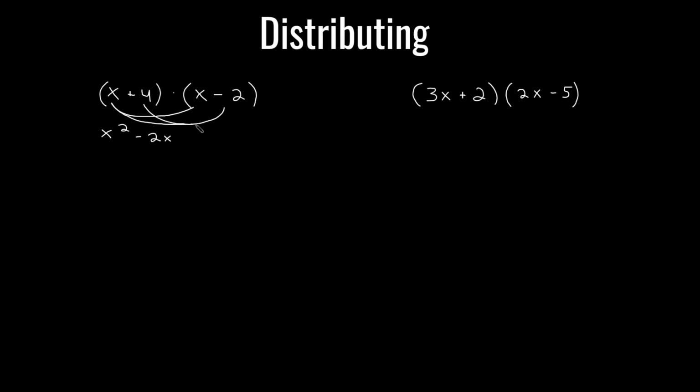So we'll take it and multiply it by something in the other parentheses, x, to get 4x. And then finally, by the last number, negative 2. So we have 4 times negative 2 equals negative 8.